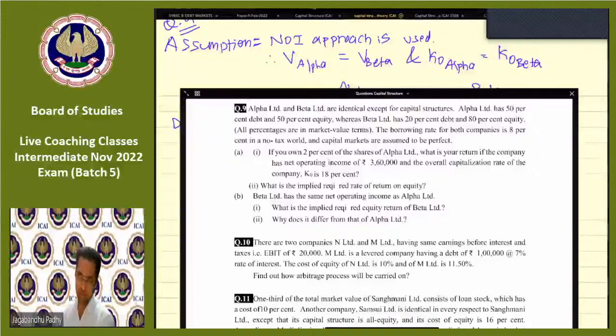The logic for assuming this net operating income approach is that the question asks us what is the implied return on equity. Now, when you say implied required return on equity, it means you need to compute it, which means it is going to differ as per the amount of debt. So equity rate changes along with debt only in case of net operating income. If you can recollect, we have discussed that earlier also, right? So let's try to solve this question now.